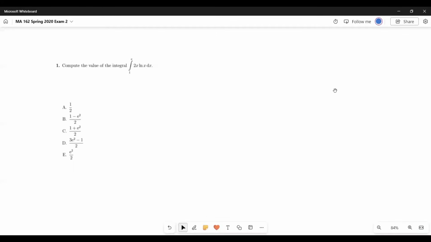Okay, so this question asks to compute the value of the integral from 1 to e of 2x ln x dx. This is using integration by parts, the u-v substitution thing. So if you remember it, it's LIATE: logarithmic, inverse trig, algebraic, trig, and exponential. And you choose the leftward order to choose u.